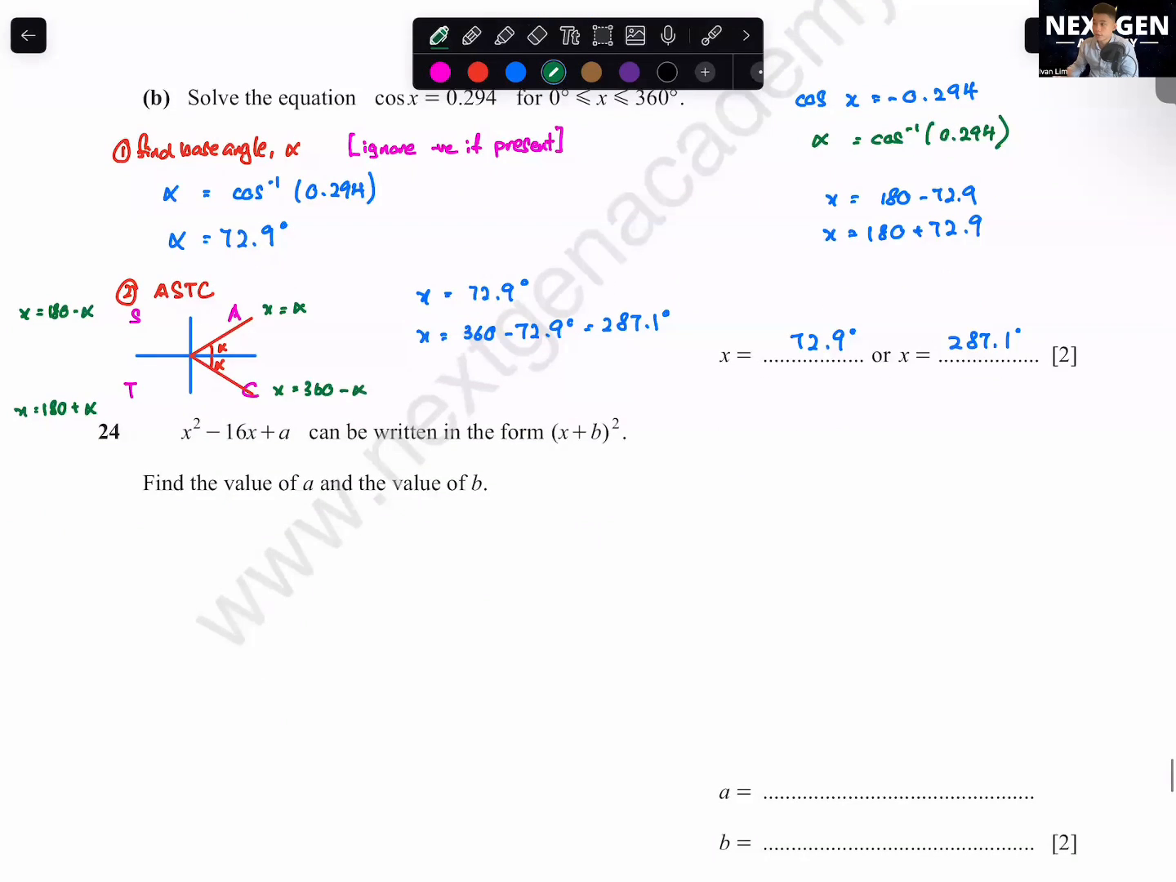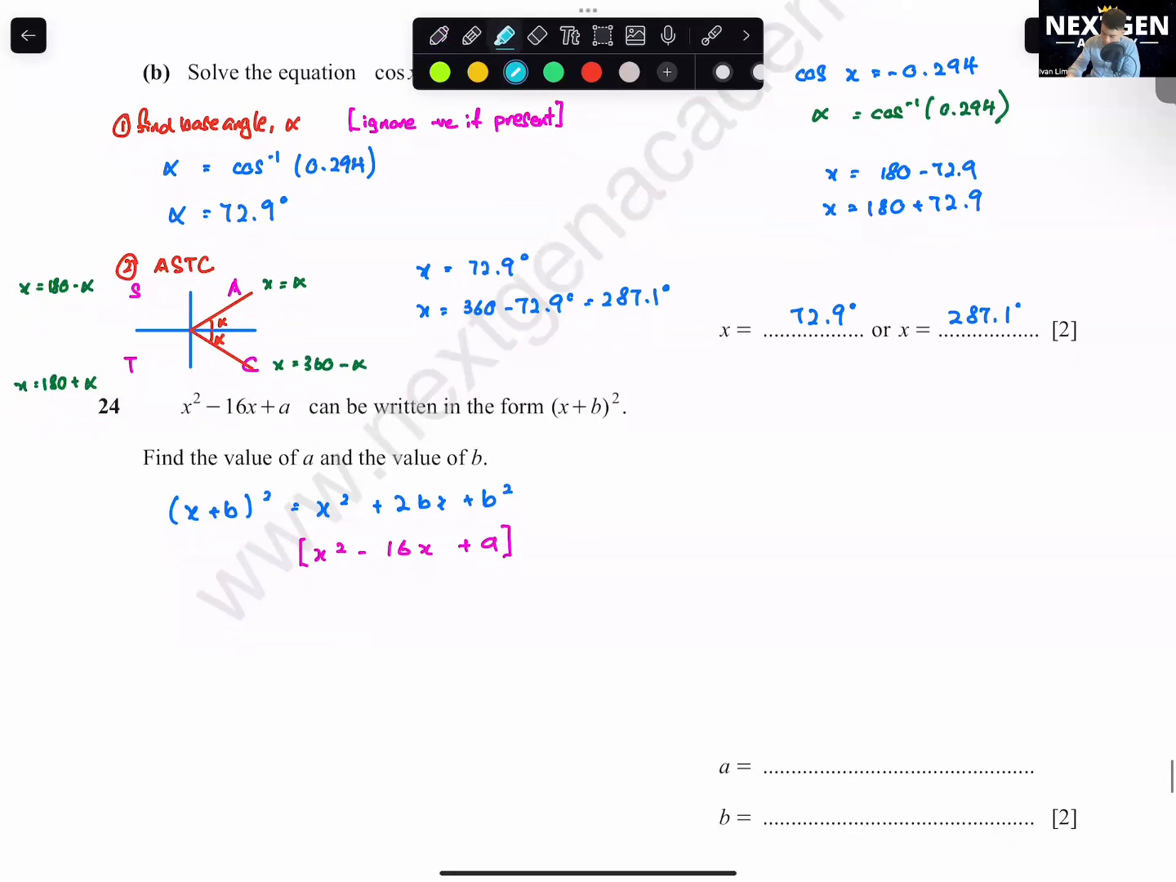Okay, let's go to question 24. X squared minus 16x plus a can be written in the form x plus b bracket squared. Find the value of a and the value of b. This one you just open up the bracket, then we compare it. X plus b squared is x squared plus 2bx plus b squared. I want to compare with x squared minus 16x plus a. Compare both of these values. So this 2b equals 16, b squared equals a.